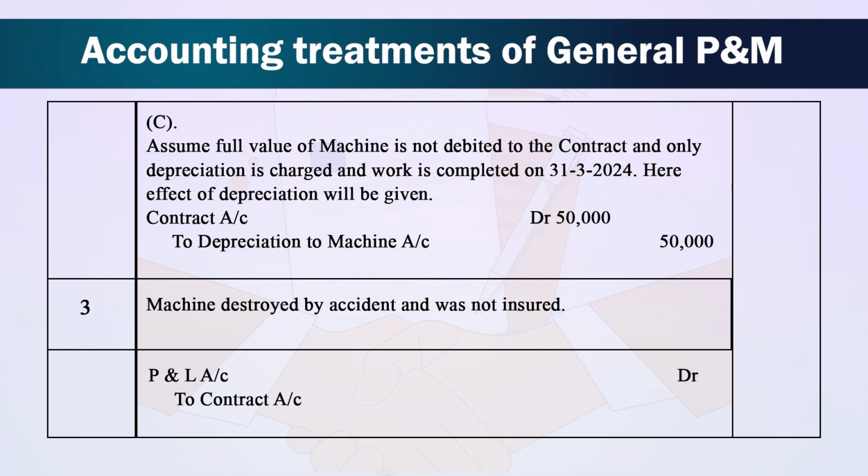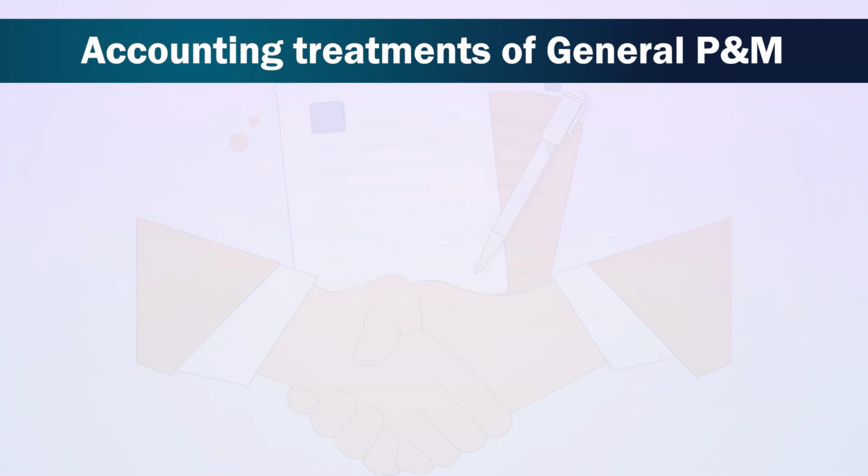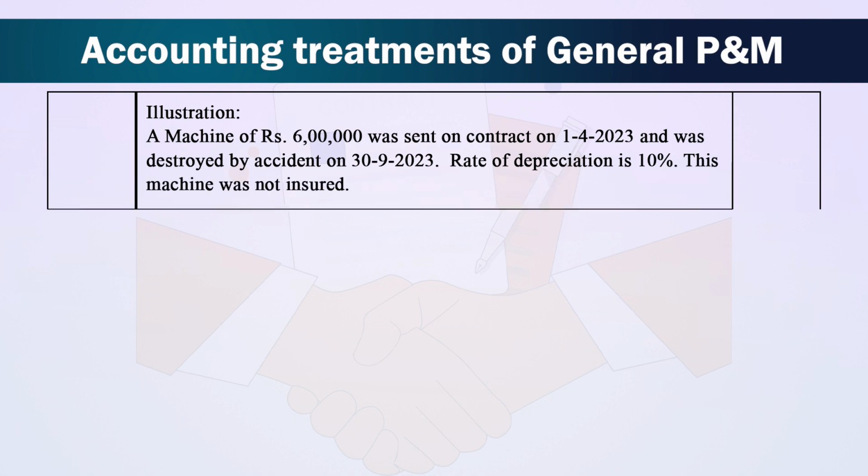Third, machine destroyed by accident and was not insured. The journal entry is profit and loss account debit to contract account. Let us understand with the help of an illustration. A machine of rupees 6 lakh was sent on the contract on 1st April 2023 and was destroyed by accident on 30th September 2023. The rate of depreciation is 10%. This machine was not insured.